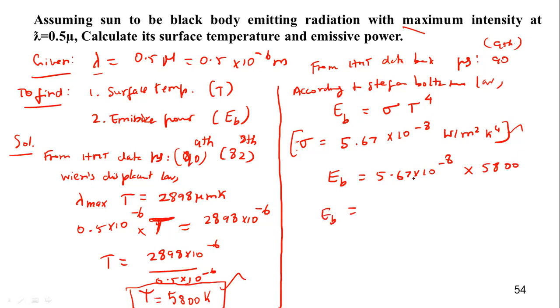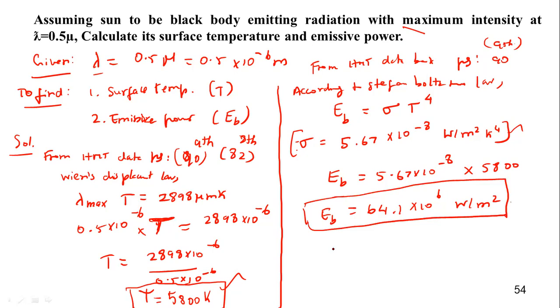Solving this, we get the value of emissive power as 64.1 into 10 power 6 watt per meter square. This is the second value, the emissive power. So finally we find out the two results. At the end of the problem, we just write the result: the surface temperature is 5800 Kelvin, and the emissive power EB.